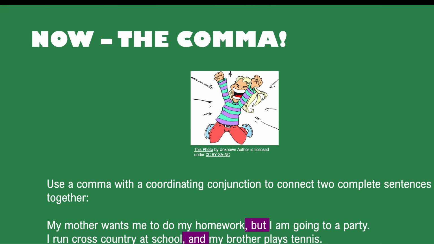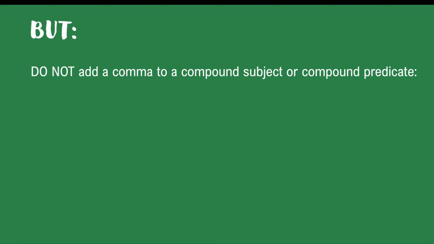My brother is the subject, plays tennis is the predicate. You have two independent clauses, so you need to have a comma and a coordinating conjunction to connect the two. Here are some caveats to that, though. First, you do not want to add a comma to a compound subject or a compound predicate.